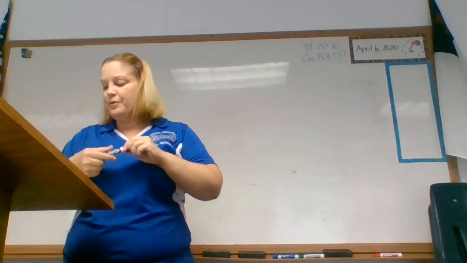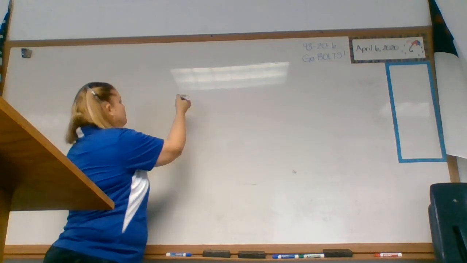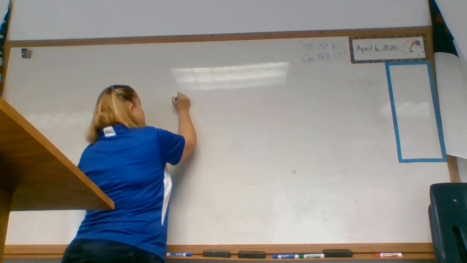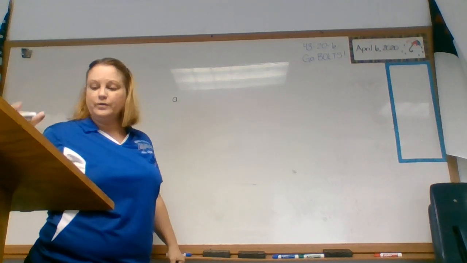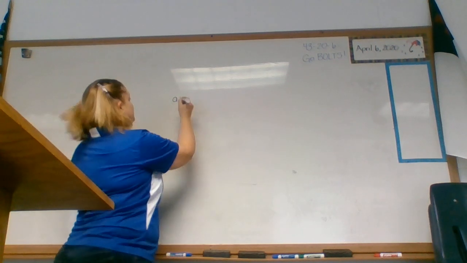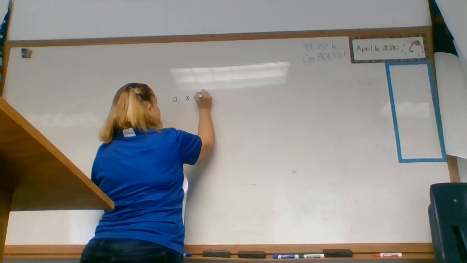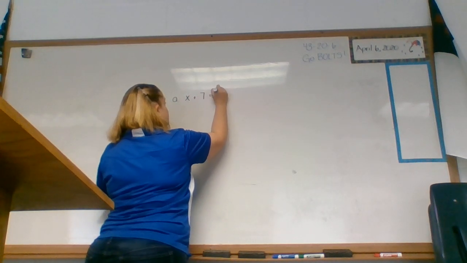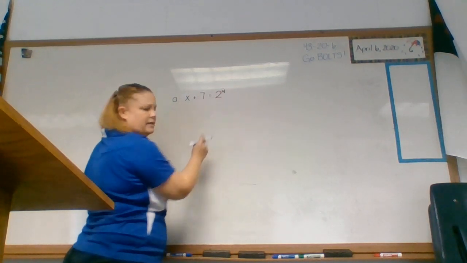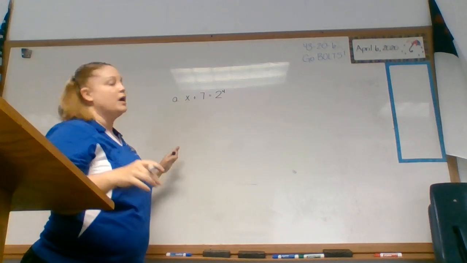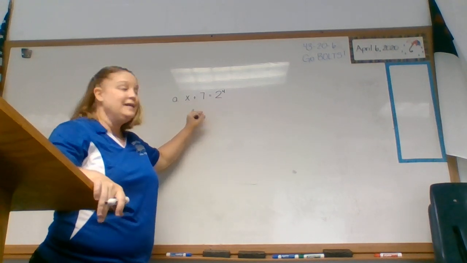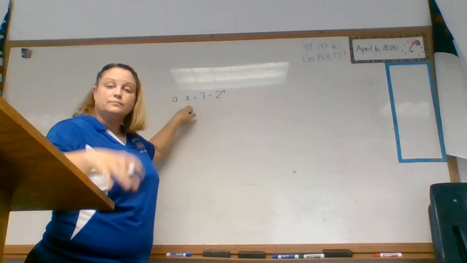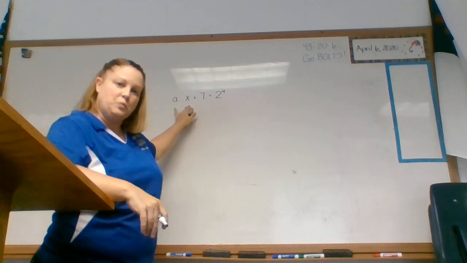Okay. Number 3, A, I want to go over this together as well to make sure you are remembering how to solve equations. We've got x plus 7 equals 2 to the 4th power. Did I write that correctly? Yes, I did. All right, what is our goal? Get the variable alone. All right, so our first step to do that is what?